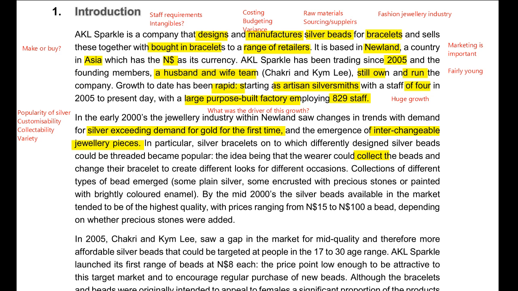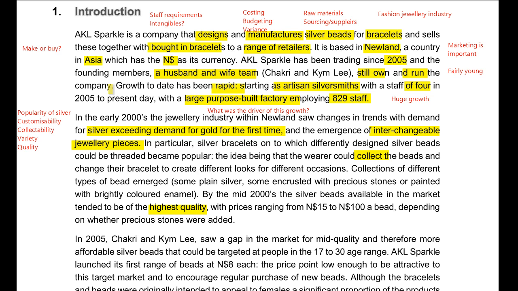Okay, continuing on, by the mid-2000s, the silver beads available in the market tended to be of the highest quality. So another key thing there is that it's not just cheap throwaway stuff. It's high quality that lasts and endures. So people can really invest in this. They're going to try and collect lots of different things, a wide variety of different beads. They're customizable. You can express yourself through your own particular bracelet and the different beads you buy. Silver is very popular, so you're going to be fashionable. And on top of that, you've invested in something high quality that maybe will last you for the next 10, 15, 20 years because it's built to last and it's not cheap, low quality stuff that's meant to be thrown away within a few months or few years.